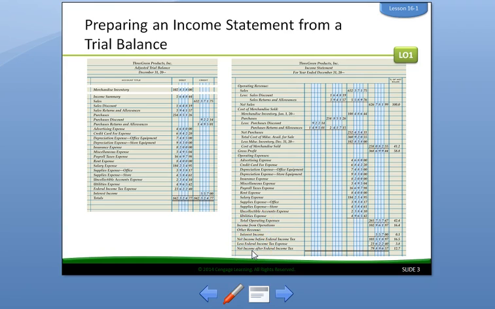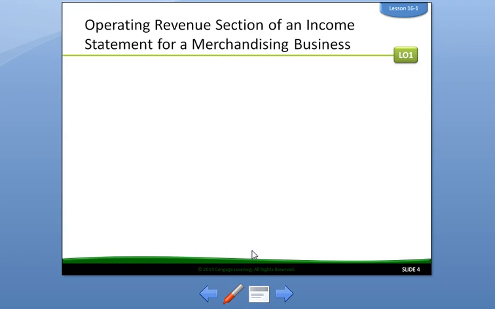This income statement differs from Delgado Web Services income statement from Chapter 7. 3 Green has more accounts to report on its income statement, and the operating revenue section is more detailed than the revenue section in Delgado's income statement. So 3 Green's income statement includes sections for cost of merchandise sold and other revenue, which is different. The operating revenue section is what would be starting first.